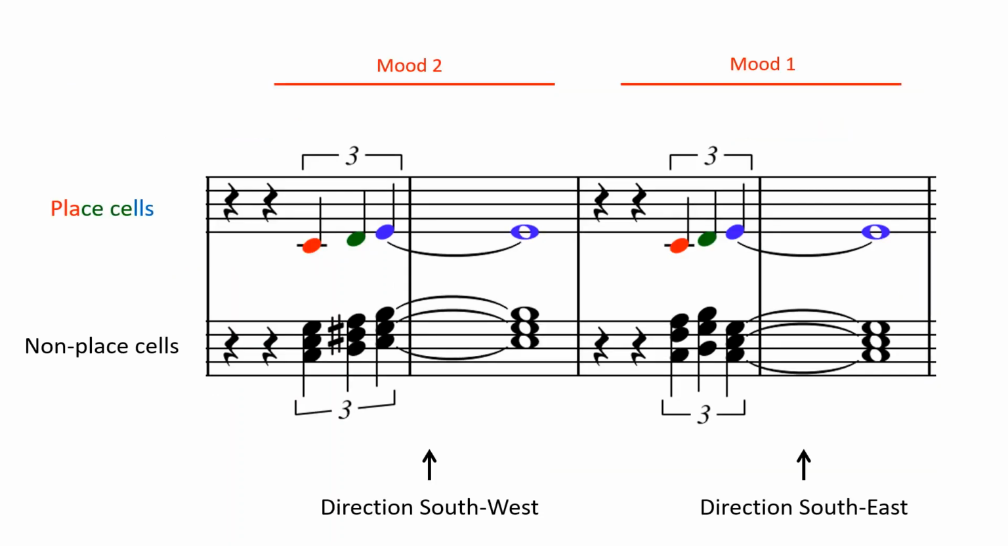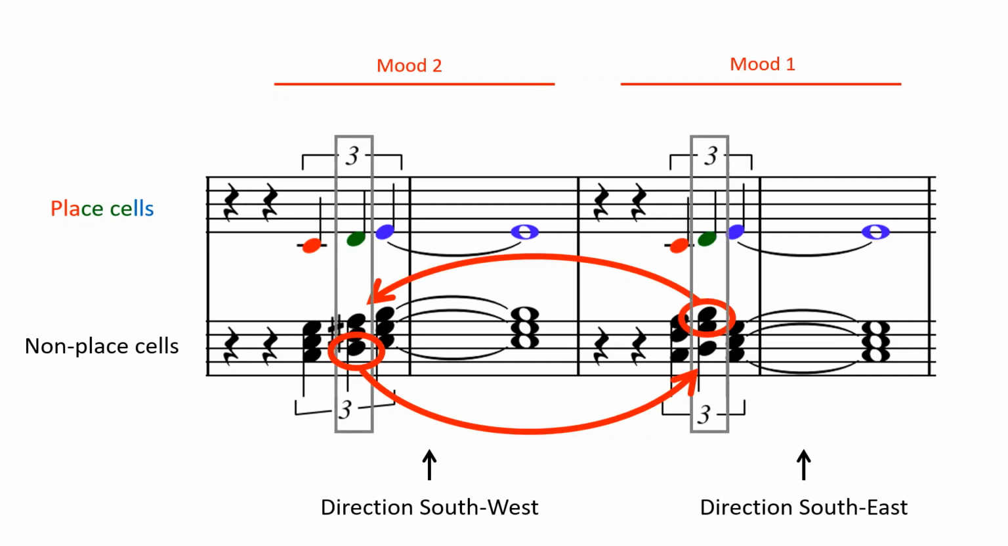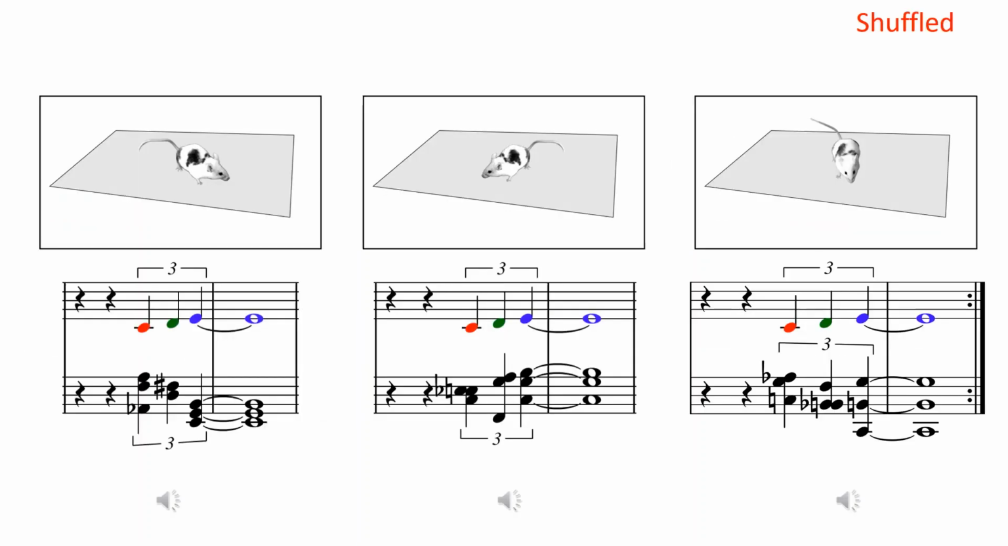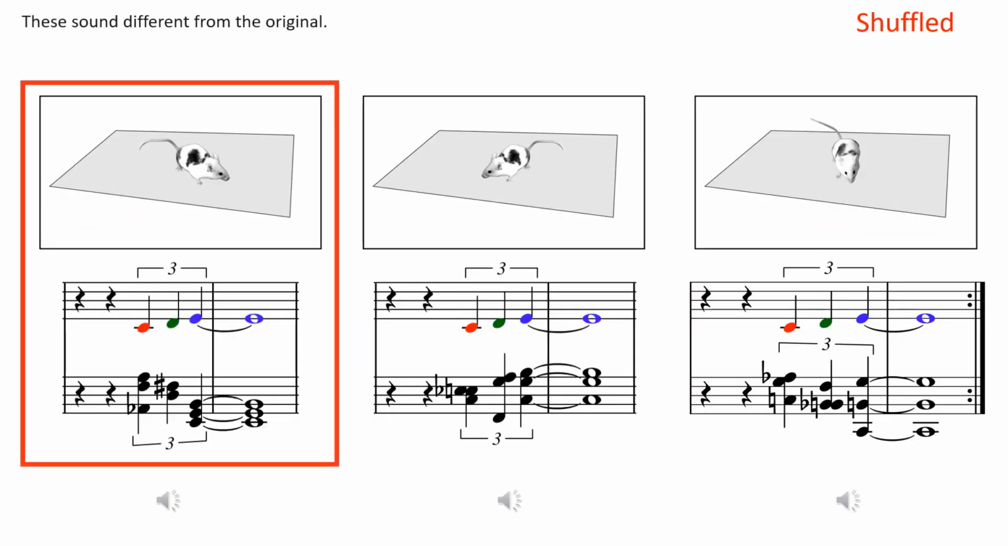To further understand how non-place cells contributed to position encoding, we shuffled the neural activity while preserving the overall structure, such that neurons could still play the same melody, but the harmony was rubbish. We then asked whether this had an impact on our model's ability to decode the animal's position. Shuffling neural activity had an impact on the decoder's performance.